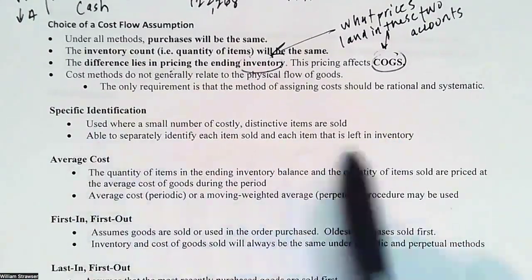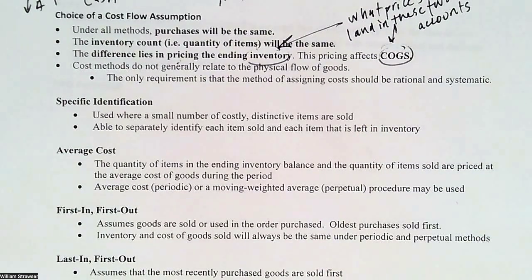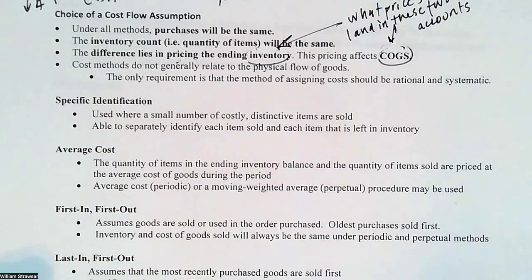All right, specific identification. This is where we have a small, costly, distinctive items being sold, where we can say we sold serial number 1256 on January 3rd. And 1256 serial number cost me $123.63, right? If we can identify our inventory at that microscopic level, then the cost of goods sold doesn't have to be an assumption, right? It is specifically identified.